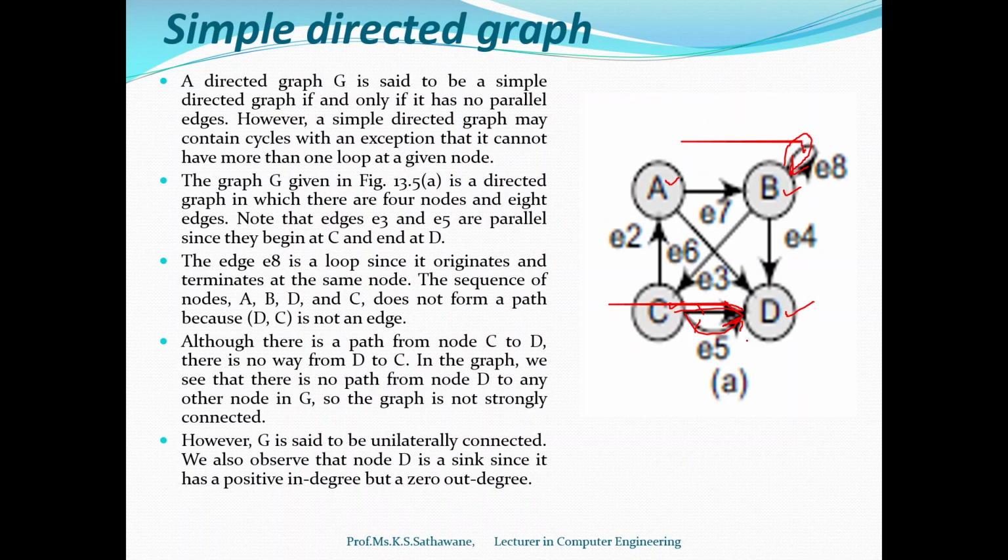We also observe that node D is a sink node. Why? Because it has positive in-degree but 0 out-degree. You can see there are 3 edges coming towards D, 4 edges coming towards D, but no edge is coming out of D. That's why it is a sink node.